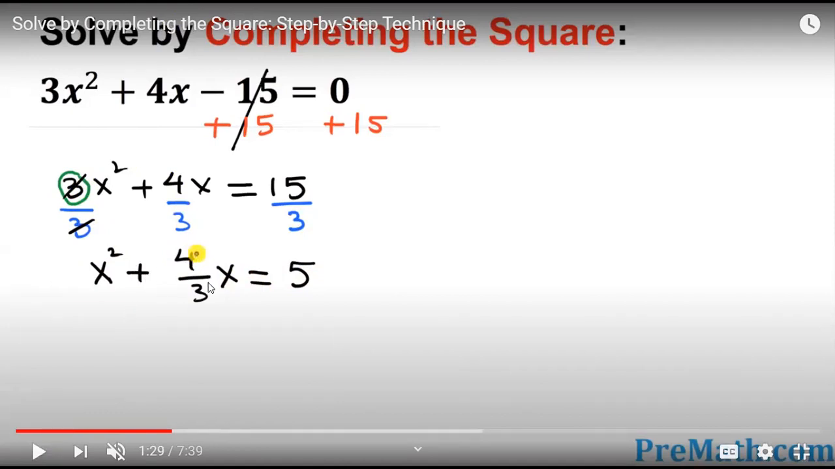Now what will be the next step for this solution? We have x square plus 4 upon 3x equals 5. Because we are applying the completing the square method, we are going to make this side a perfect square. The first term x square is a perfect square, and the second term, 4 upon 3x, is the 2ab term.